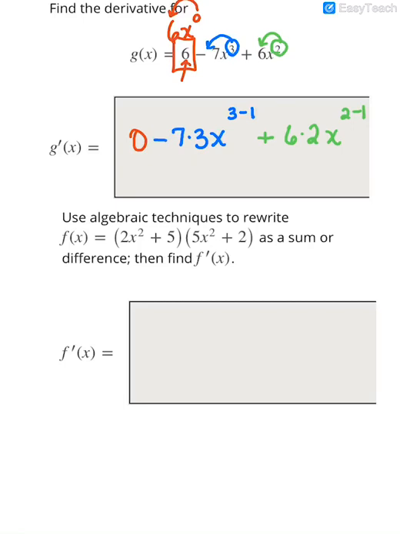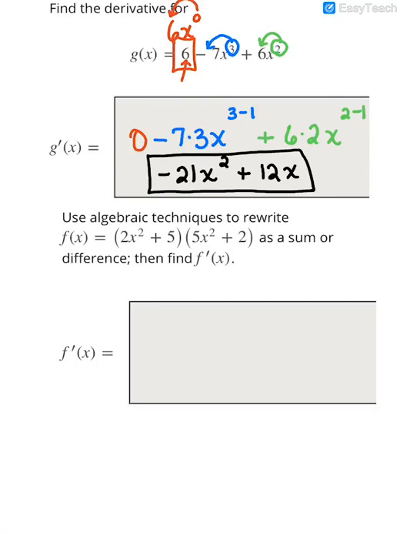So on our final answer, 0 is just 0. When we multiply negative 7 times 3, we get negative 21, and then we have our x. On the power, 3 minus 1 leaves me with the power of 2. Plus, when we multiply 6 times 2, we get 12. And then on our power, 2 minus 1 leaves us with the power of 1, which you technically don't have to show. So that would be our final answer for the derivative.